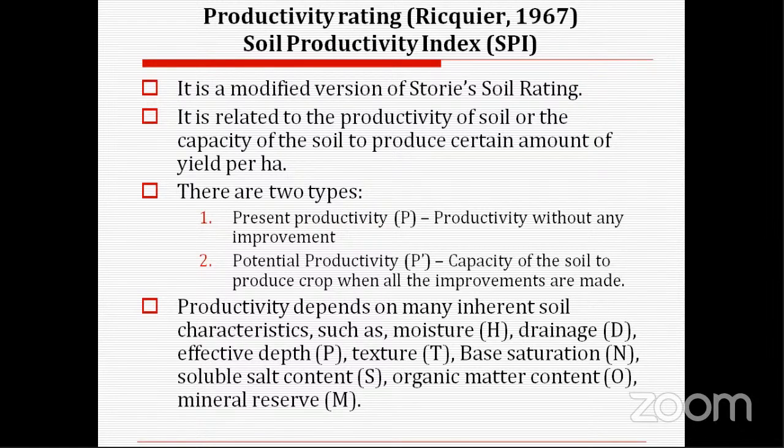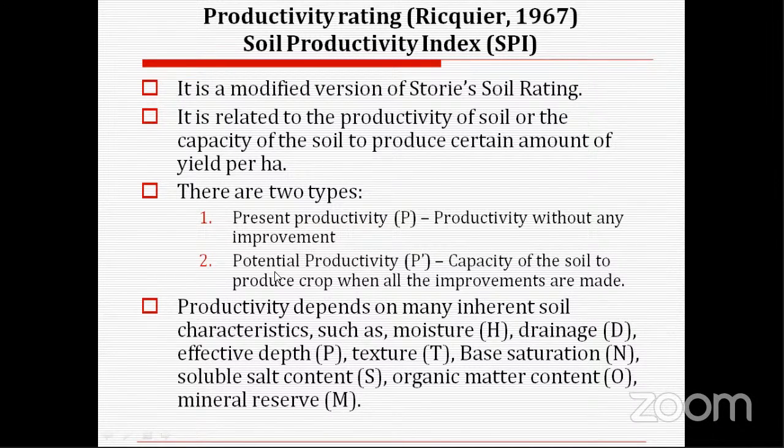So what are the two types of productivity? Present productivity: productivity without any improvement. And another one is potential productivity: the capacity of the soil to produce a crop when all improvements are made. You can compare this to writing an exam without any preparation, versus taking good training and good preparation. Okay, students, so present productivity means productivity without any improvement.